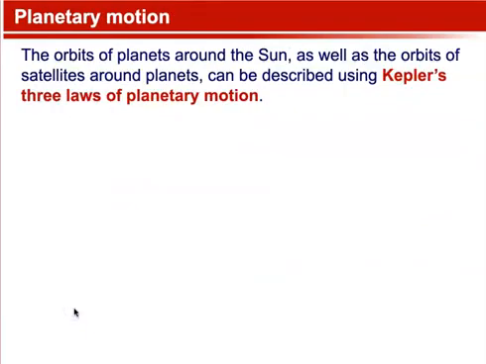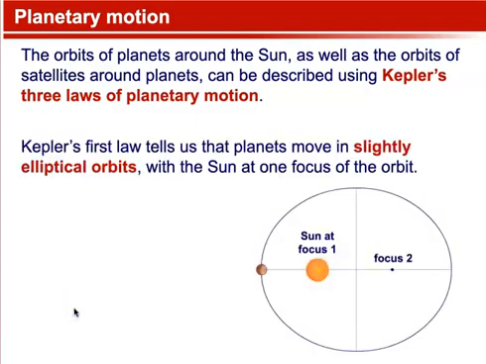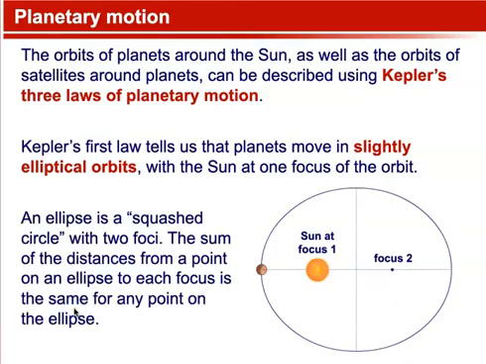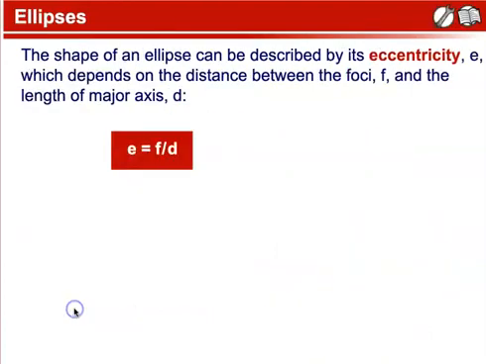Planetary motion. The orbits of planets around the Sun, as well as the orbits of satellites around planets, can be described using Kepler's 3 laws of planetary motion. Kepler's first law tells us that planets move in slightly elliptical orbits, with the Sun at one focus of the orbit. An ellipse is a squashed circle with 2 foci. The sum of the distances from a point on an ellipse to each focus is the same for any point on the ellipse.